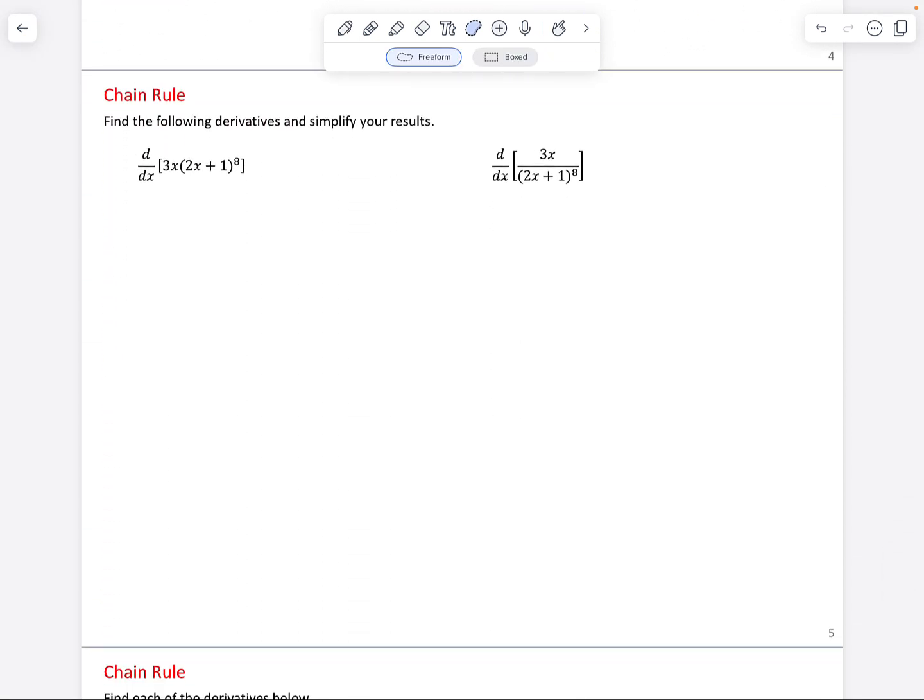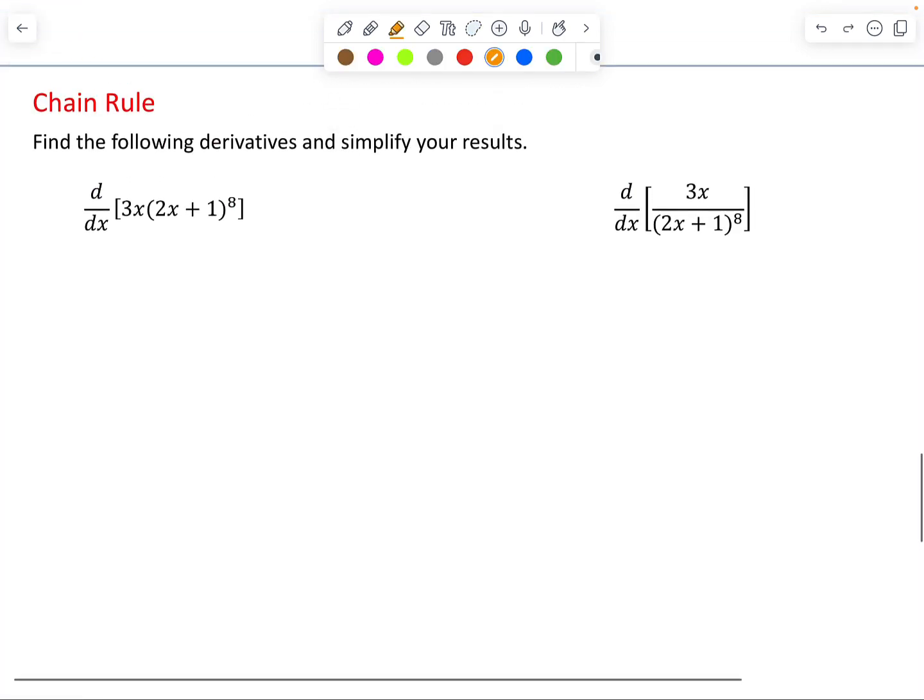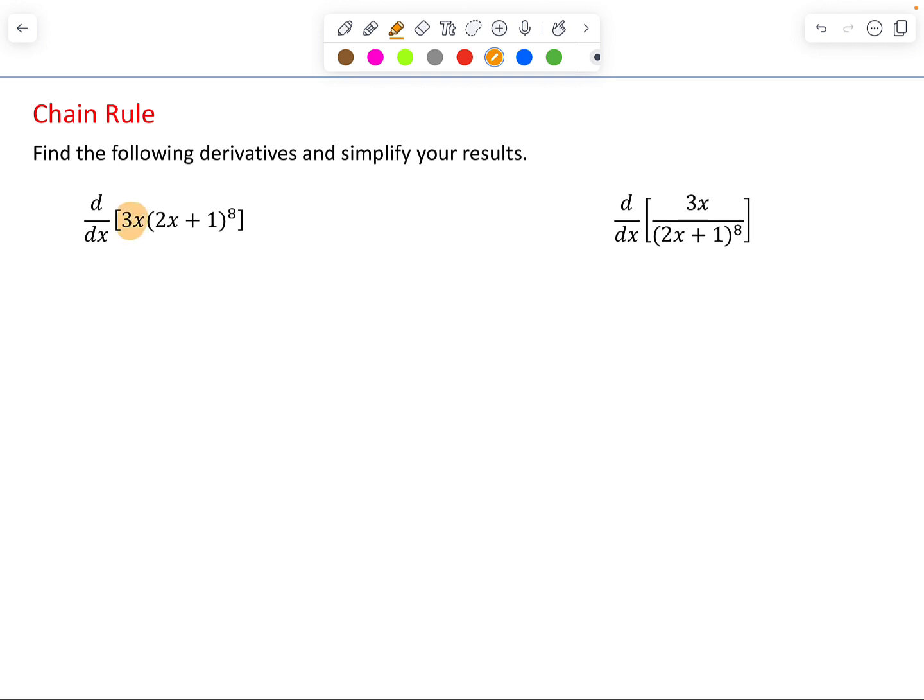Find the following derivatives and simplify your results. These derivatives involve the same functions, but one is a product and the other is a quotient. In particular, this first one is a product of 3x and 2x plus 1 raised to the 8th. This is set up to use the product rule. Split right here, we have a function u and a function v. And the product rule gives us u prime v plus u v prime.